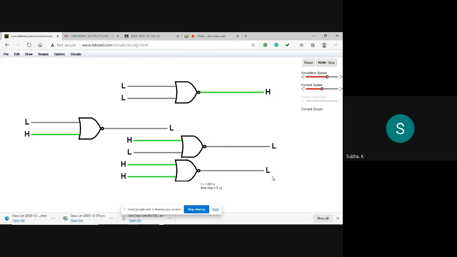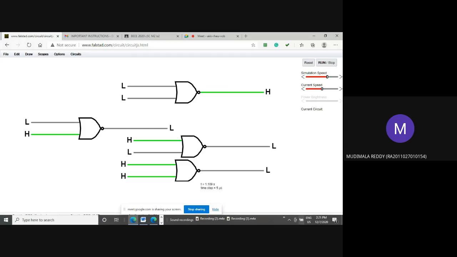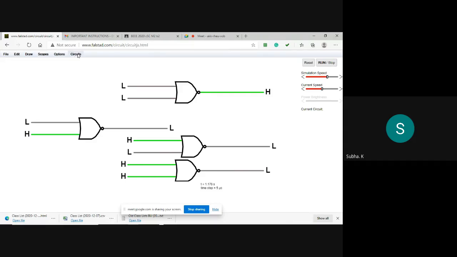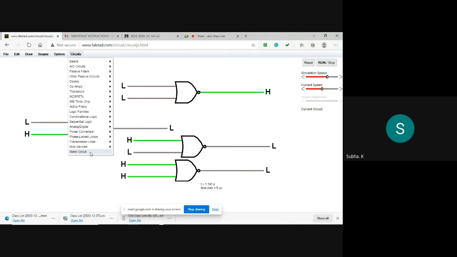Okay, so this is how I have verified. What is the gate that I have verified just now? NOR, not OR. NOR. Okay. So next, NAND gate you verify.